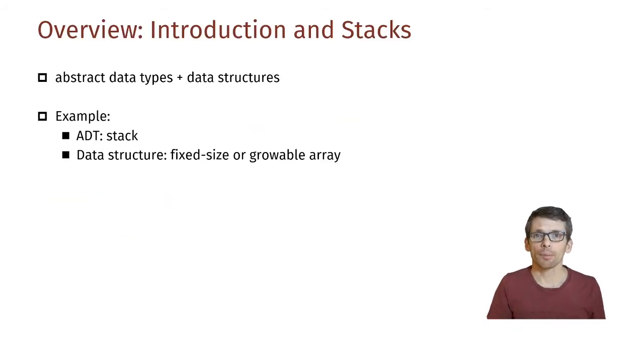And we're going to start by looking at abstract data types versus data structures. As an example of an abstract data type, we're going to see stacks. And then as a data structure that implements stacks, we're first going to look at fixed size arrays and then growable arrays.